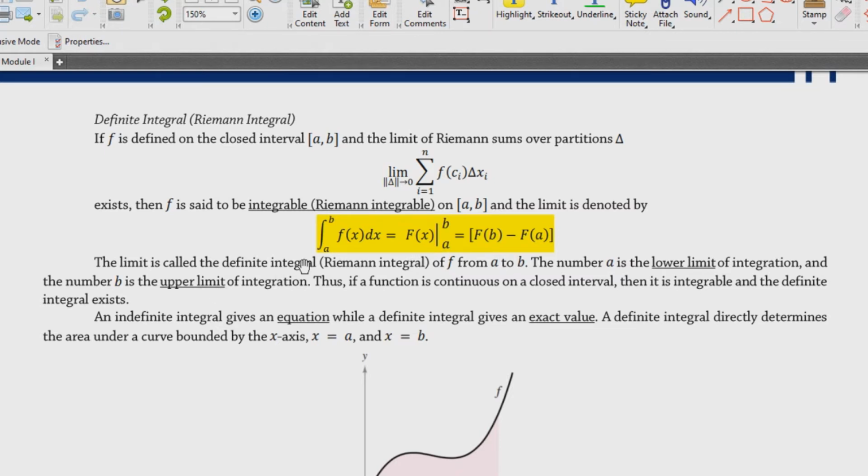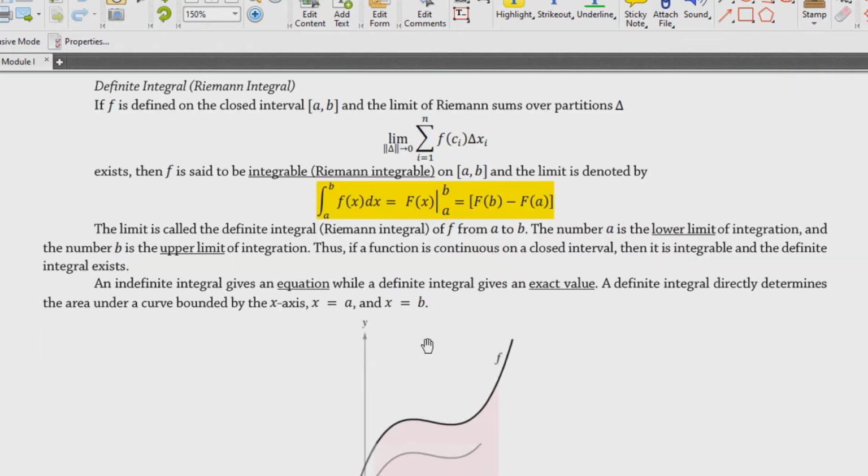And the limit, we call this the definite integral. So that's the Riemann integral of f from a to b. Again, a is the lower limit and b is the upper limit. Now, we can also say that an equation is obtained from an indefinite integral, while for a definite integral, we can obtain an exact value. So, in short, it's like this. When we say indefinite integral, we're talking about the antiderivative in its equation form.